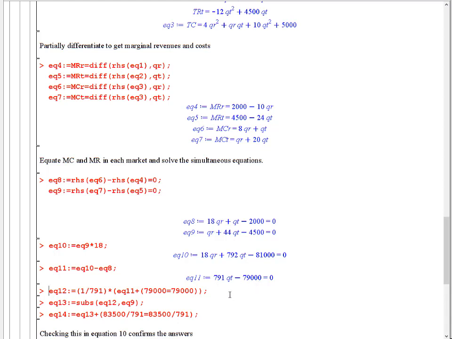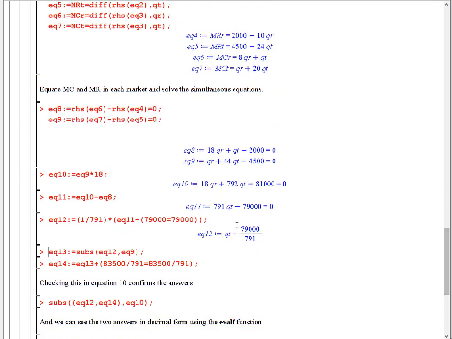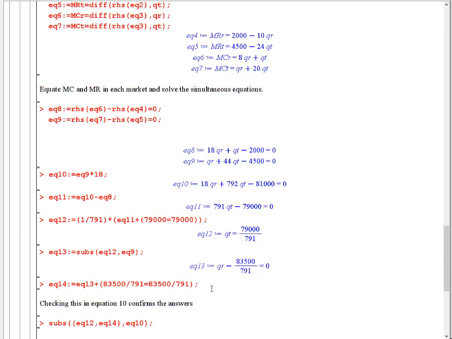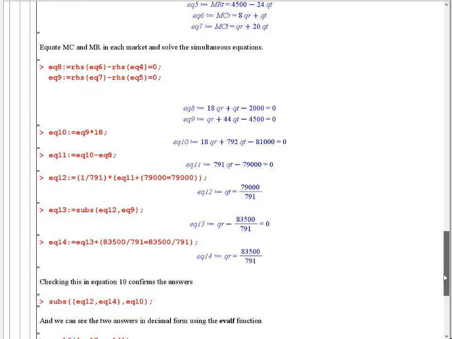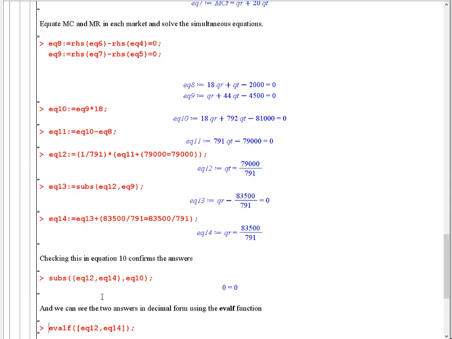And then you can just rearrange and get the solution for that. So that gives you QT is equal to this. Then substitute that back into the other equation, equation 9, and solve that. And you find that QR is this horrible fraction. Because I substituted into equation 9, I then check this in the other equation, equation 10, to make sure it works. So it does, this is correct.